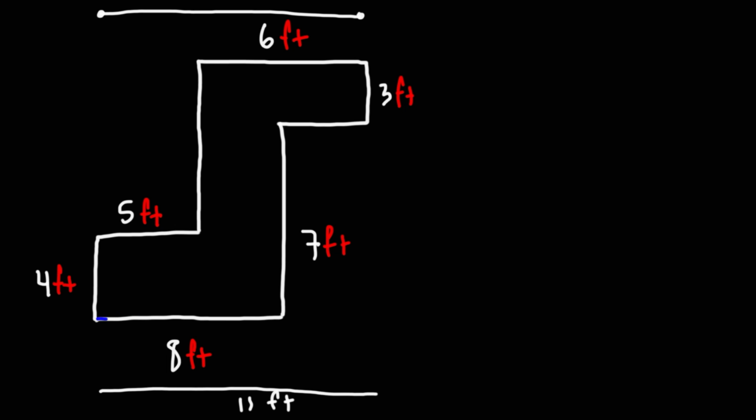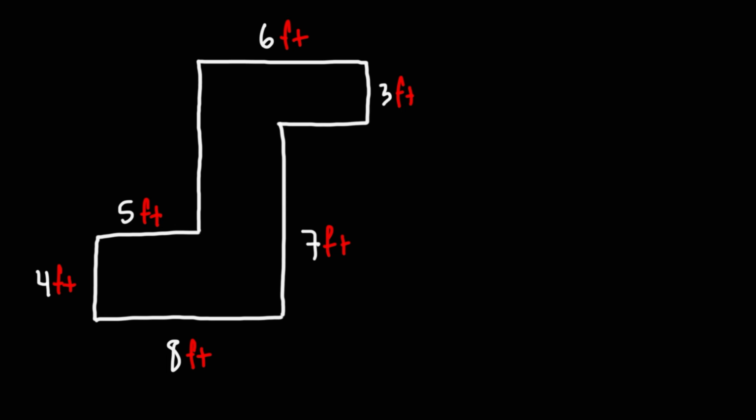Now, this part is 8. So what is this unknown side length? It has to be the difference of 11 minus 8. So that has to be 3. So this is 3 feet. Now, how can we determine this side length here?